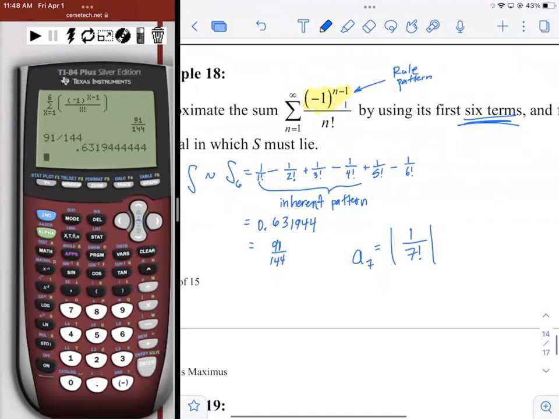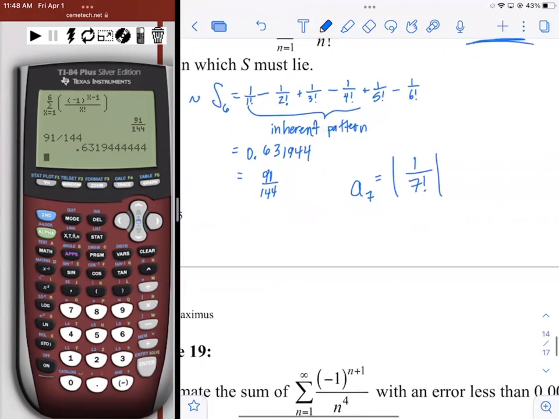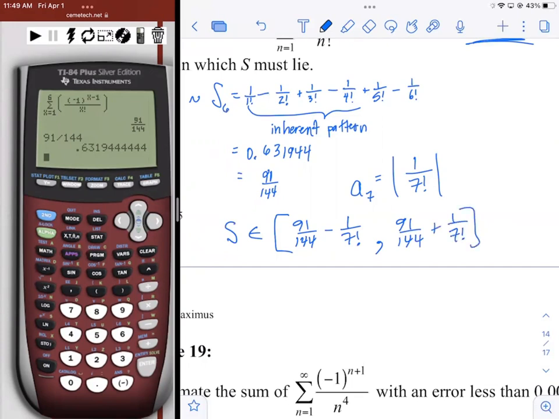Now, what we're saying then is the actual sum has to be within that amount on either side. It's an alternating series. So we subtract to make it smaller, then we add to make it bigger. So we have to look at both sides. So here's what we could say. We know that S is going to fall within this interval, 91 144ths minus 1 over 7 factorial, okay, and then 91 144ths plus 1 over 7 factorial. That first unused term is your error bound. It's your margin of error, if you want to use a statistics term.